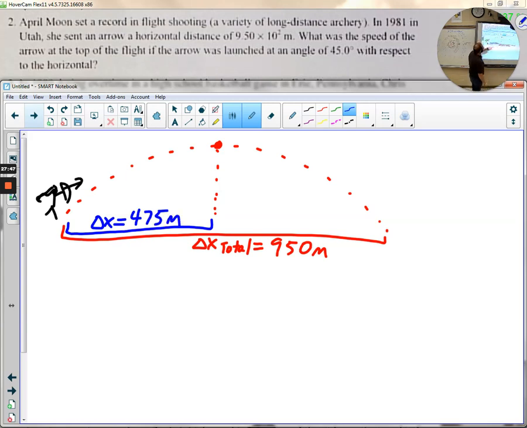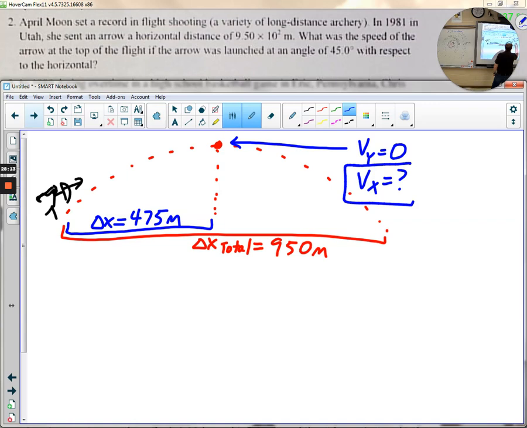Awesome. Now we also know that at the top of the flight, the only velocity we're going to have to worry about is the x or the y. Oh, no, the y. The y is going to be 0, right? So at that point right there, the velocity of y is 0. And we know that the velocity of x is going to be the only thing we're looking for.